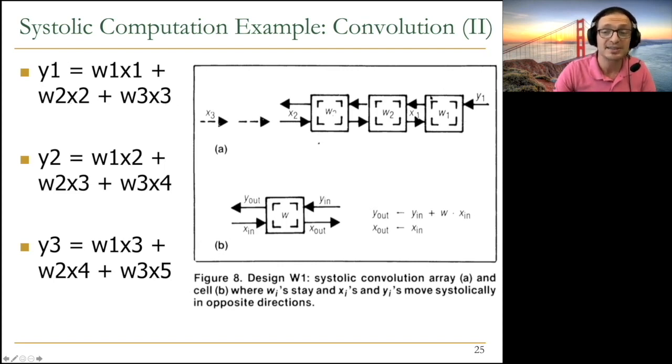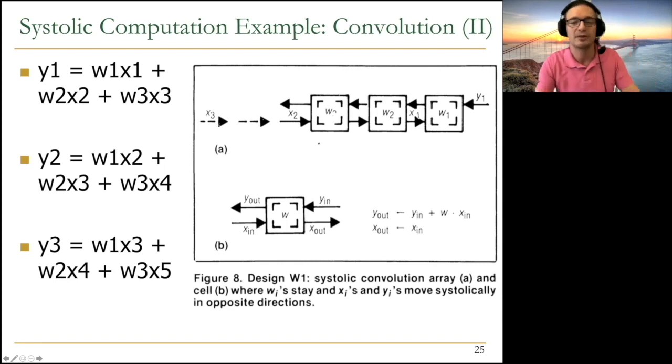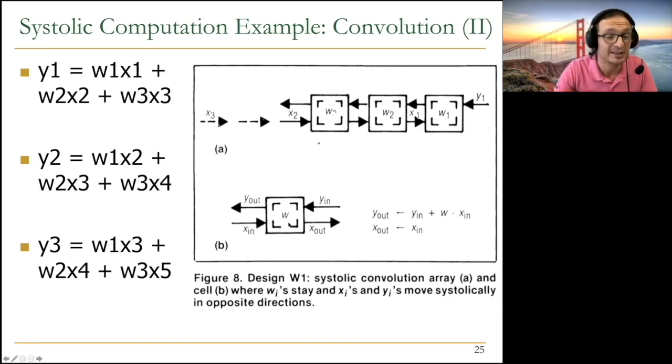Each processing element has a weight inside it that's stationary, staying in a register, for example. The processing element behaves this way. There are 2 inputs, x in and y in, and 2 outputs, x out and y out. The x's flow from left to right, and the y's flow from right to left. The weights are static. What the processing element does is set x out to x in at the end of the cycle, and at the end of the cycle, set y out to y in plus w times x in.